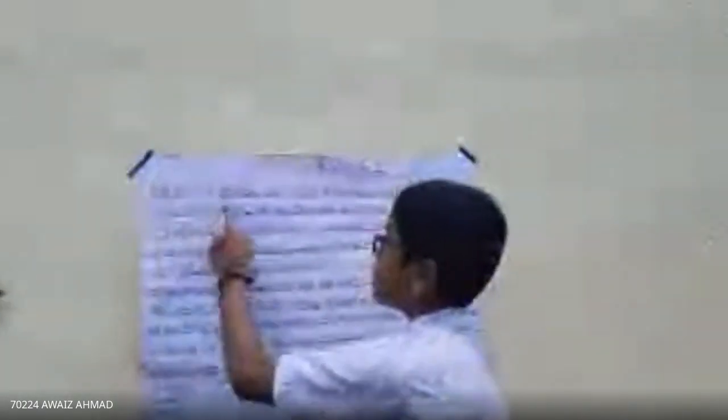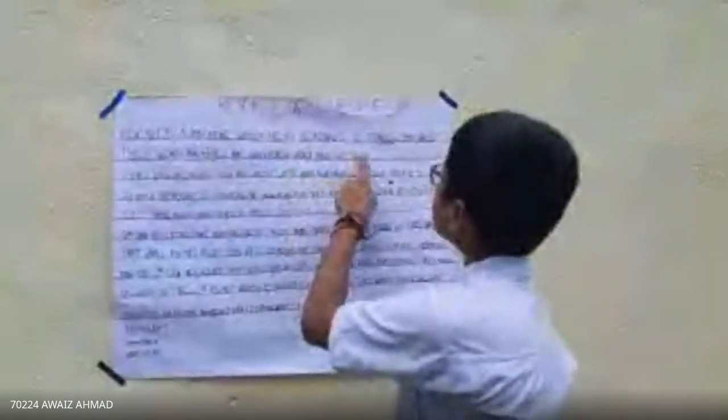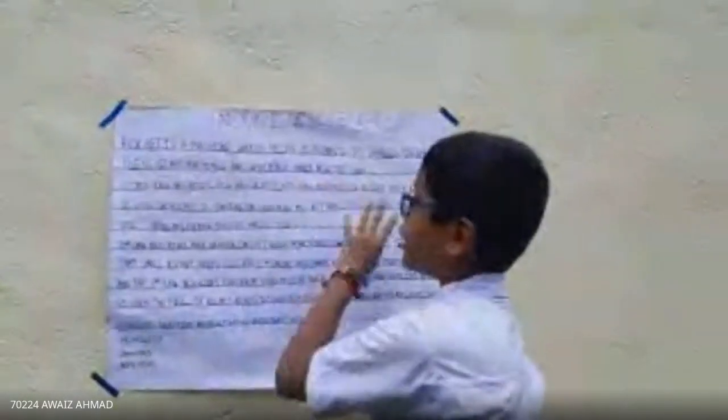Myself, Avez Ahmad. I study in class 7th B. Today I will explain to you about rocket science. So first we have to know about rocket. Rocket is a machine which helps astronauts to travel in space. These giant machines are governed under Newton's laws.